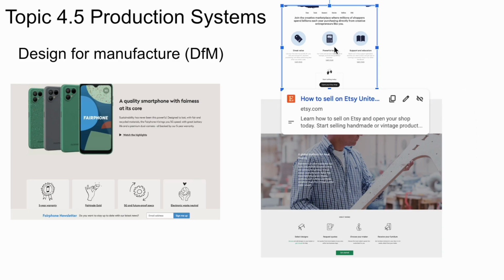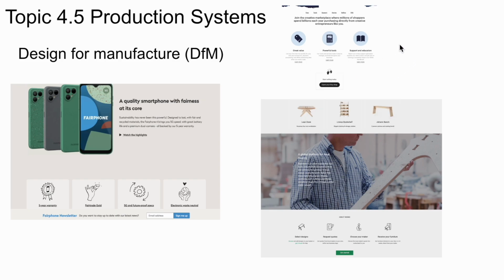And then this is craft production. So for instance, Etsy, where you can buy yourself, oh, I'm going to buy a customized piece of pottery. That's something that you could buy on Etsy, and that would be craft production.